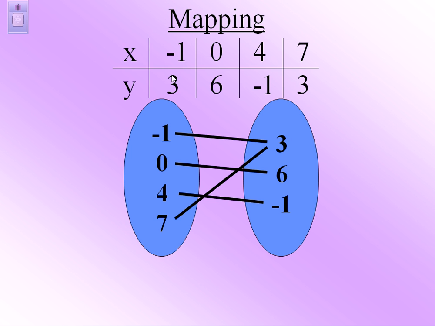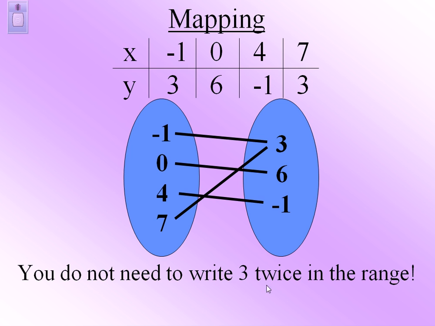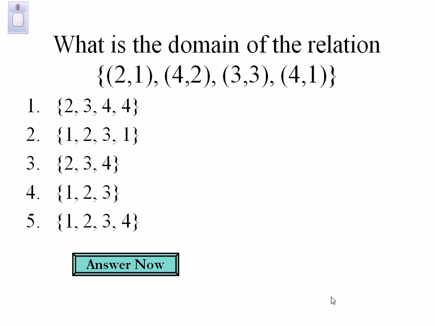Okay, here's that same information as a mapping. The negative 1 is paired with the 3, the 0 with the 6, the 4 with the negative 1, and the 7 with the 3. So there's the relation as a mapping. And once again, you don't need to write the 3 twice in the range.